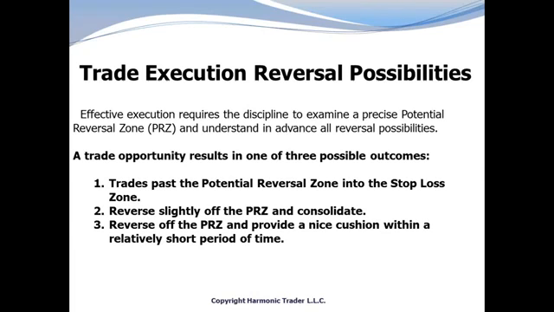Second possibility is that price action can reverse slightly off the potential reversal zone and then consolidate for some time. The third possibility is that price action can reverse off the potential reversal zone and provide a nice cushion within a relatively short period of time. These are the easiest situations, and we'll get more into that when we look at trade management. But for right now, for trade execution possibilities, these are essentially the three possible outcomes that we must assess.